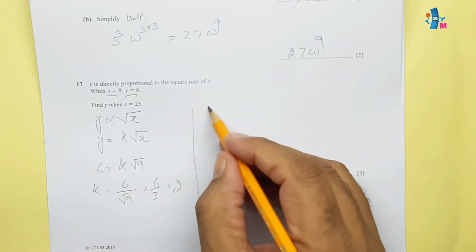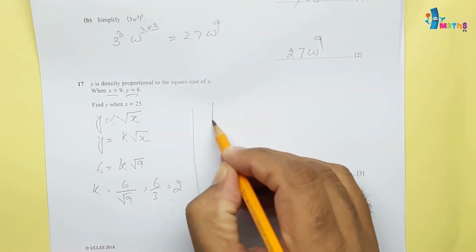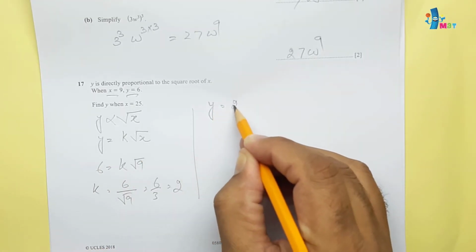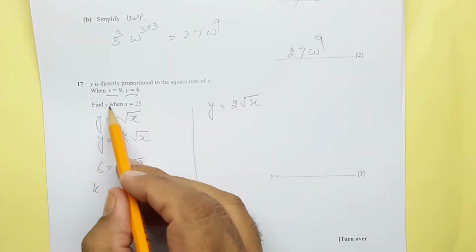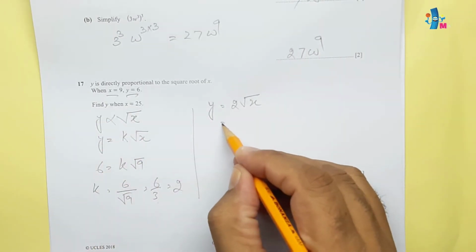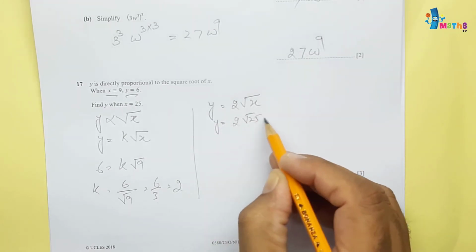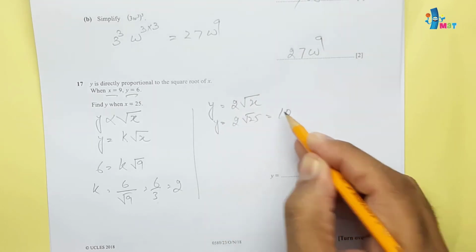So we can replace the value of k as 2. So our equation will be y equal to 2 root x. And they are saying find y when x is equal to 25. So we'll replace x here with 25, so root 25 is 5, 5 into 2 will be 10, so y is equal to 10.